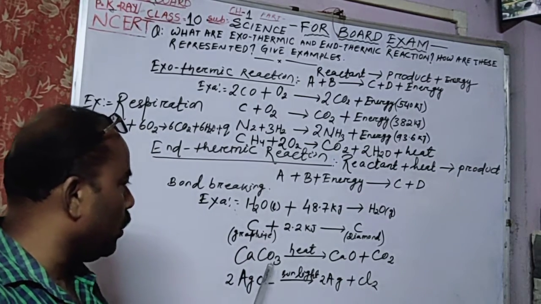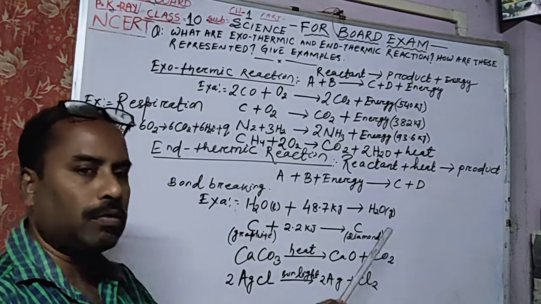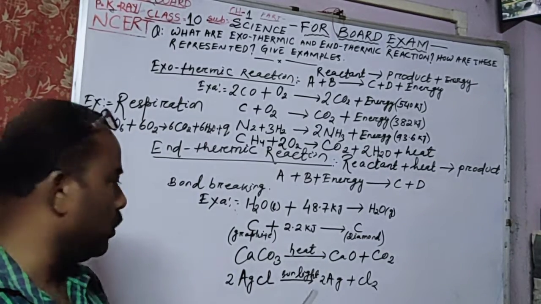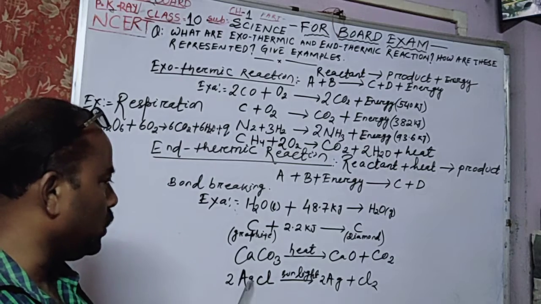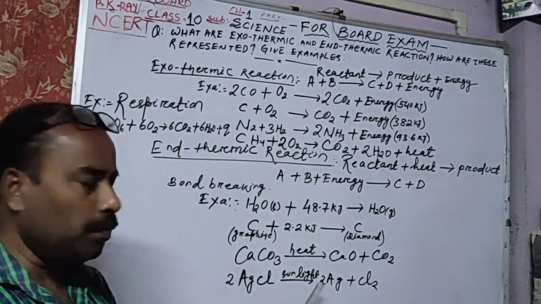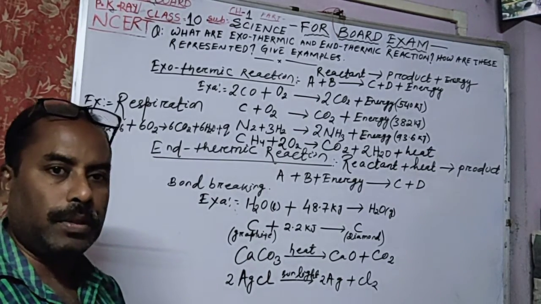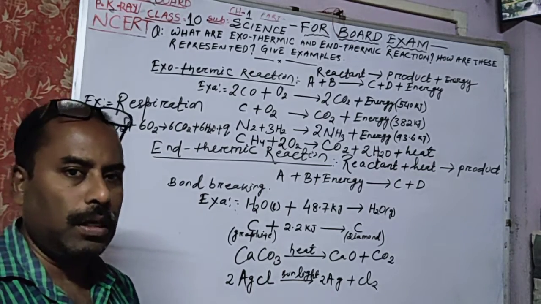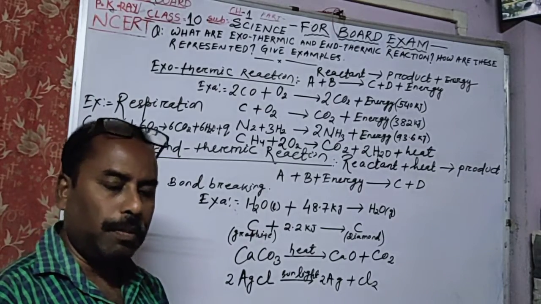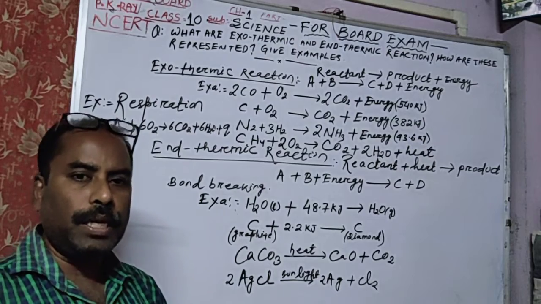So here heat is required. If we do not give the heat or energy here, then this product will not come out. So for the reaction, we need the heat. Similarly, AgCl means silver chloride. When it comes to sunlight, it decomposes into silver and chlorine. So here sunlight is required, that is one form of energy. So in this case, energy is required, and that energy may be in the form of heat, light, or electricity also.